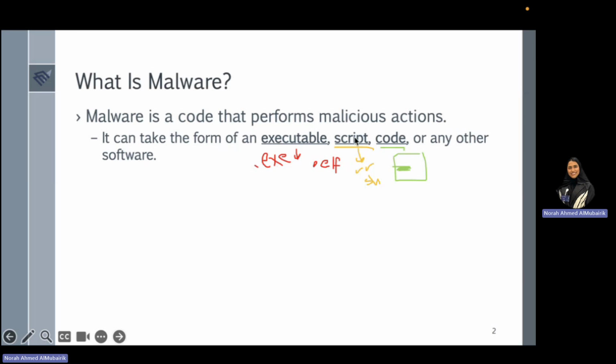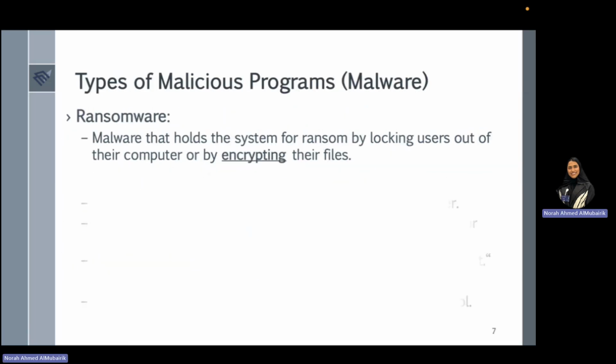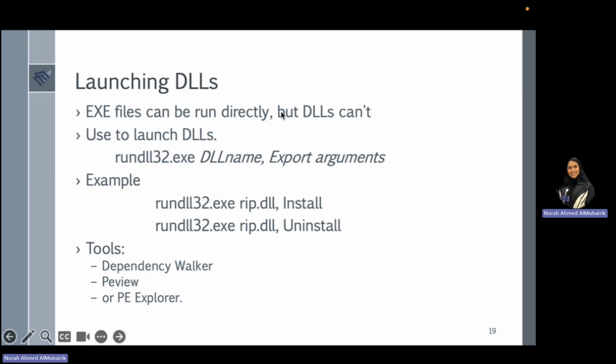But how can I analyze a fileless application? How can I run it? How can I install it to see its behavior? In order to analyze any shell or any scripts, with either basic dynamic or advanced dynamic analysis, an executable file can be run directly, but DLLs can't. How can we do it? We need to use the rundll32.exe application, and then the dynamic link library or the script or the shell script here, and then export arguments.